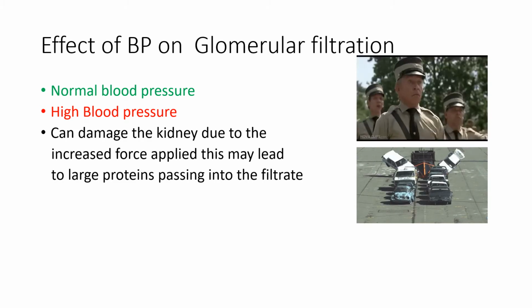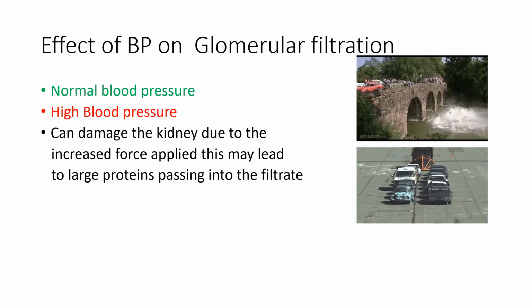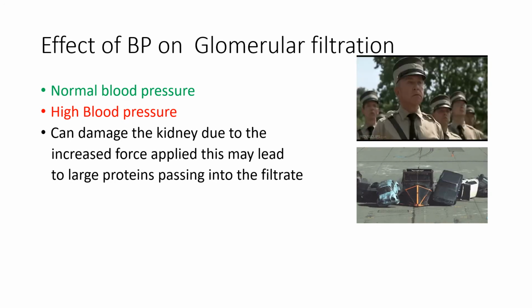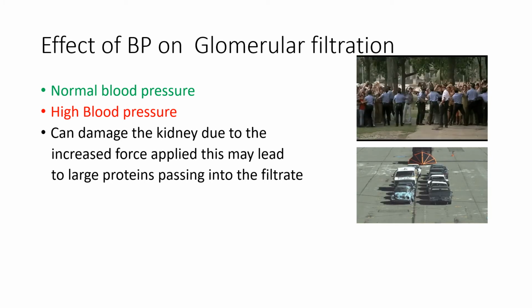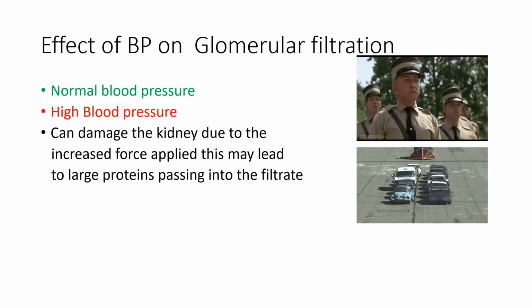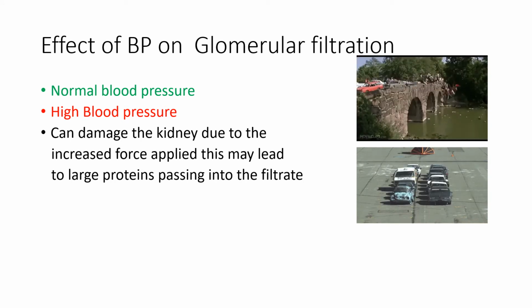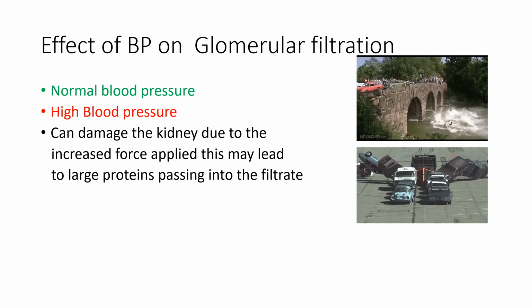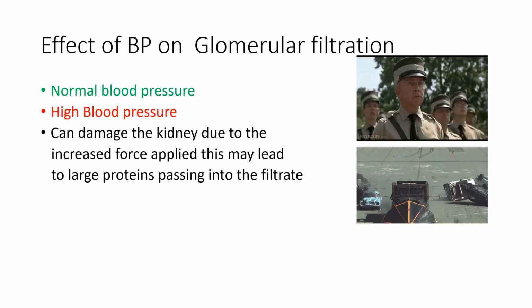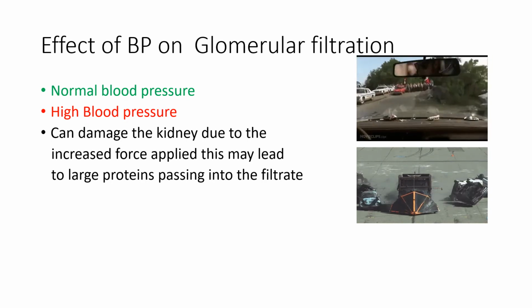So high blood pressure can damage the kidney. This is just purely due to the force of the blood pressure. It can damage some of the very fine structures in the kidney. And also due to this higher pressure, it can force the filtrate out into the Bowman's capsule, but also some large proteins from the bloodstream that would normally stay there into the Bowman's capsule, just purely due to the force being applied by the blood.